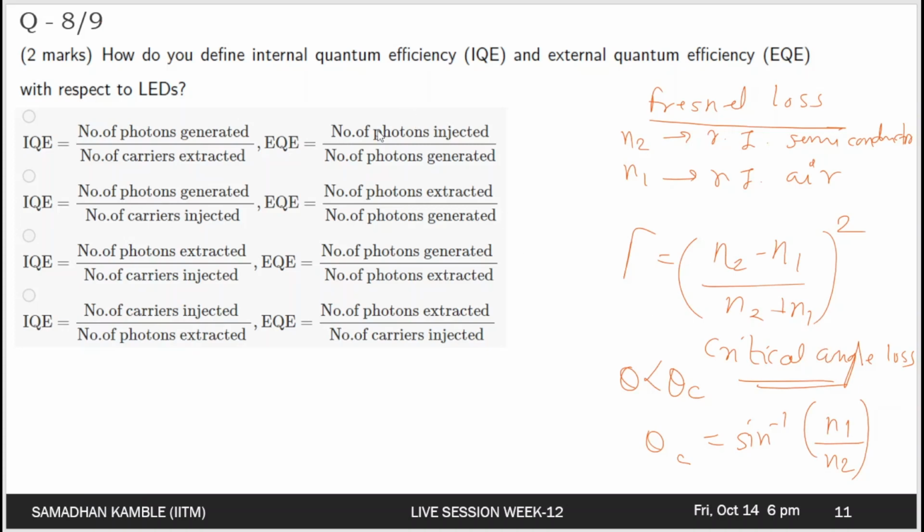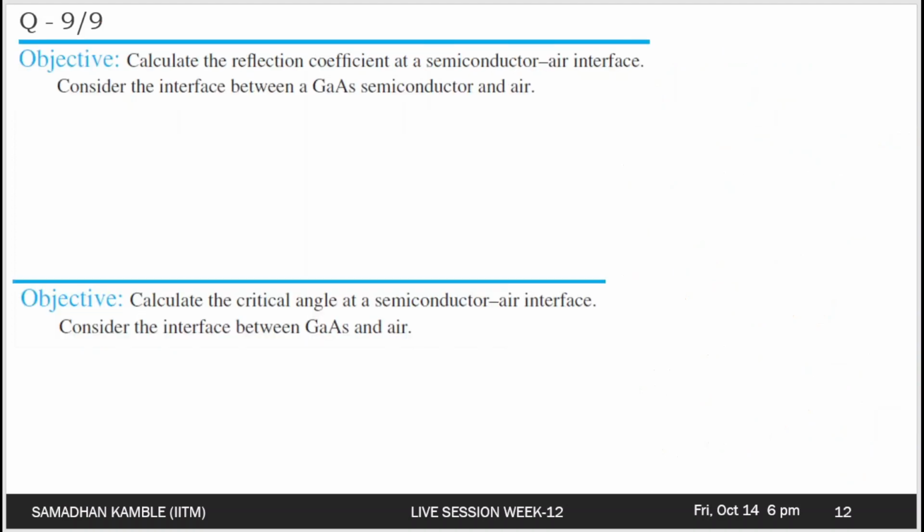To summarize, the internal quantum efficiency is the number of photons generated divided by the number of carriers injected, and the external quantum efficiency can be defined as the number of photons extracted divided by the number of photons generated. So there are a number of photons generated, but we want them to be extracted, and that is given by the external quantum efficiency. Let's take a problem based on these losses, so that this concept will become concrete.